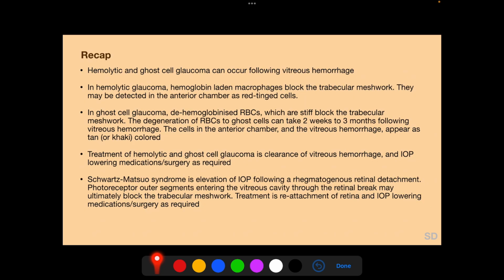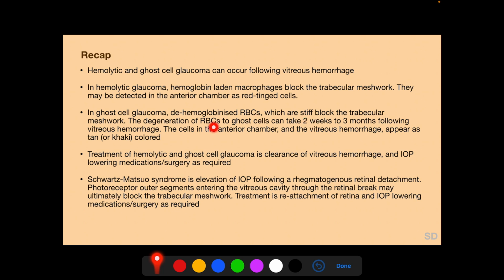To recap the salient points, hemolytic and ghost cell glaucoma can occur following vitreous hemorrhage. In hemolytic glaucoma, hemoglobin-laden macrophages block the trabecular meshwork, and these hemoglobin-laden macrophages may be detected in the anterior chamber as red-colored cells. In ghost cell glaucoma, dehemoglobinized red blood cells which are stiff block the trabecular meshwork.